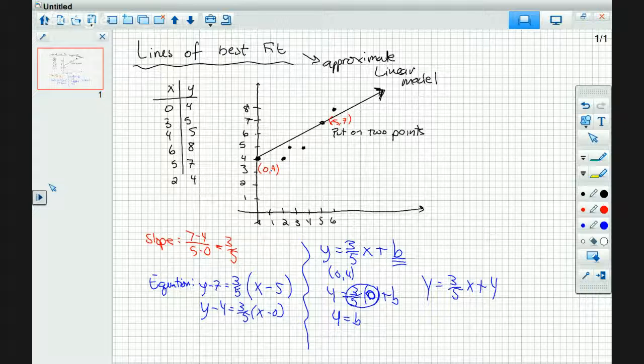You don't have to be perfect on these. The perfect one, yeah, I'm not even going to show you, because it's a pain in the butt.